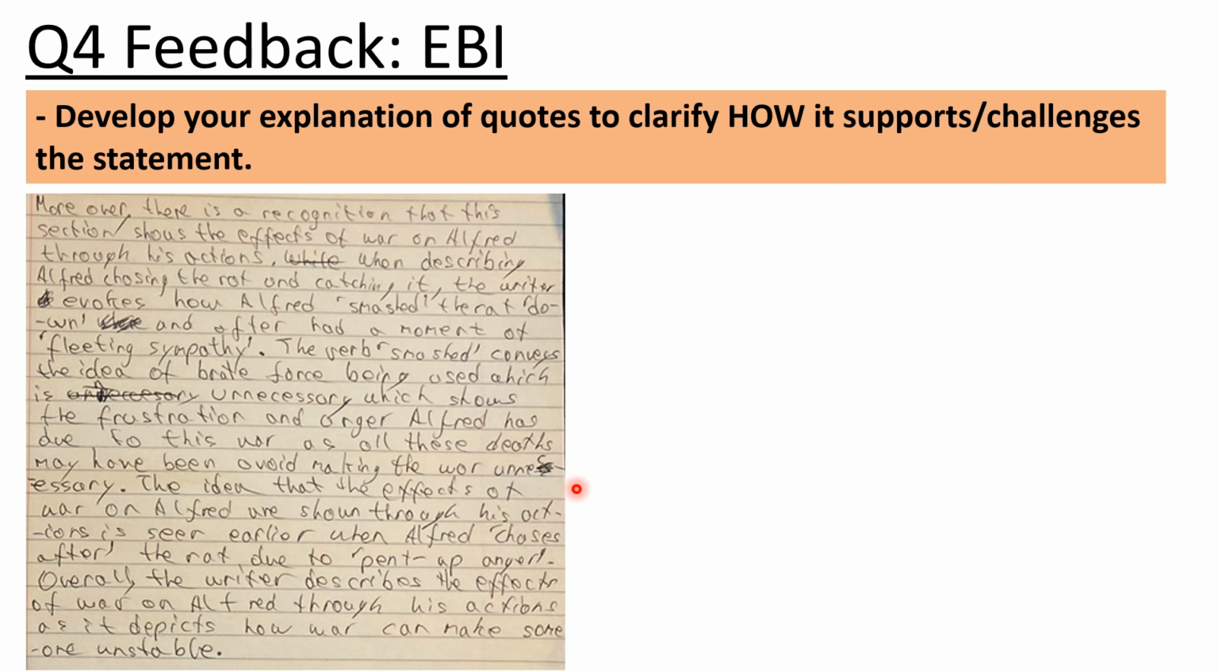The idea that the effects of war on Alfred are shown through his actions is seen earlier when Alfred chases after the rat due to pent-up anger. Overall, the writer describes the effects of war on Alfred through his actions as it depicts how war can make someone unstable. This is an excellent paragraph. Some of the phrasing could be clarified and be a bit clearer, but generally the explanation of how the quotes and how the text supports the statement about the effects of war on Alfred is really developed and really clear.